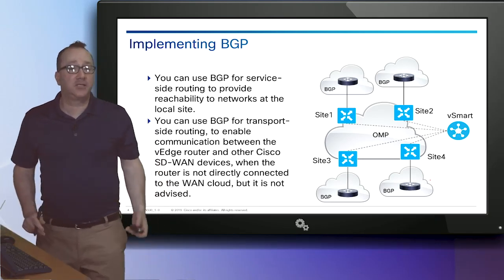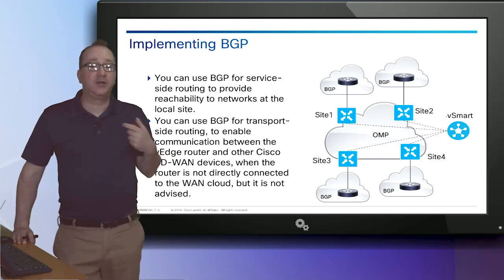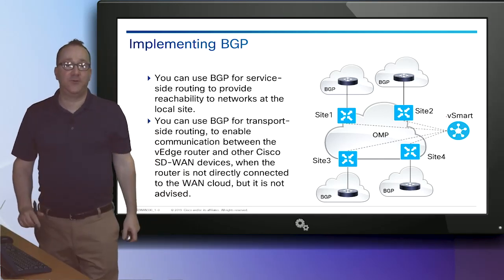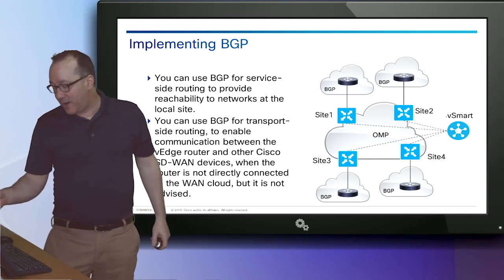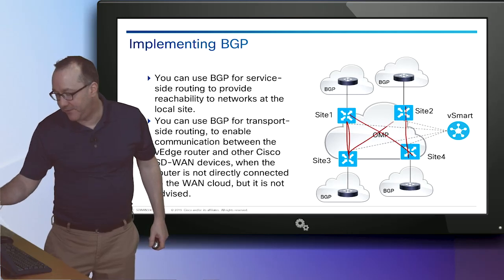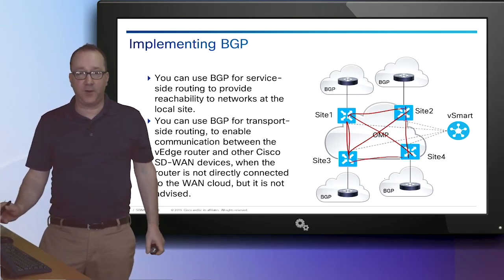Just so that, as we should state, you can use BGP for all your service-side routing, and you can use it for your transport routing to enable communication between the vEdge and other Cisco SD-WAN devices. We're not really going to run another routing protocol between these vEdge devices, other than OMP. There's really no reason to. OMP is going to handle everything we want to do.